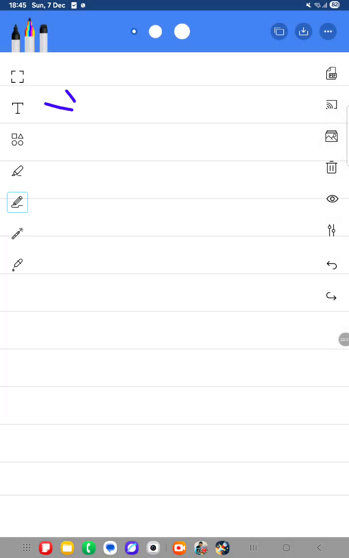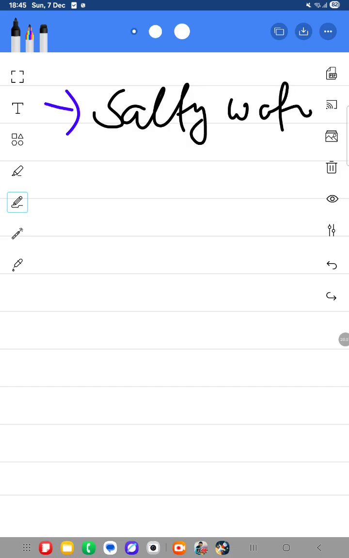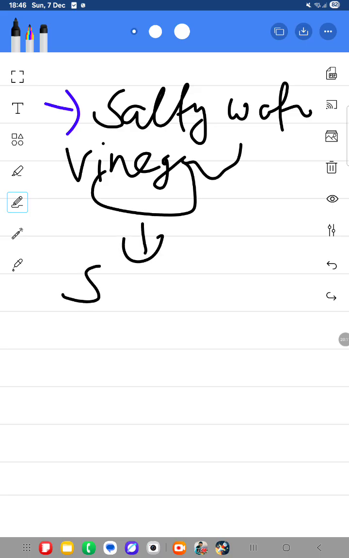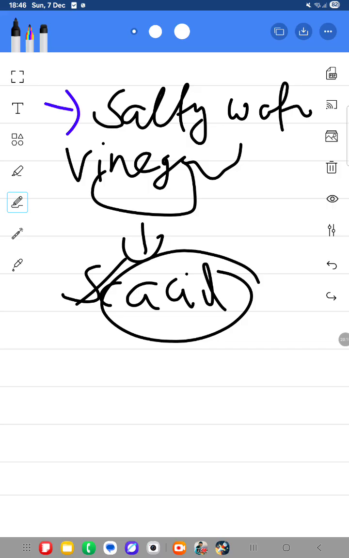Now when I'm explaining other topics, I give the example of salty water, vinegar, because vinegar is acid, and we know that all acid, base, and salt conduct electricity.